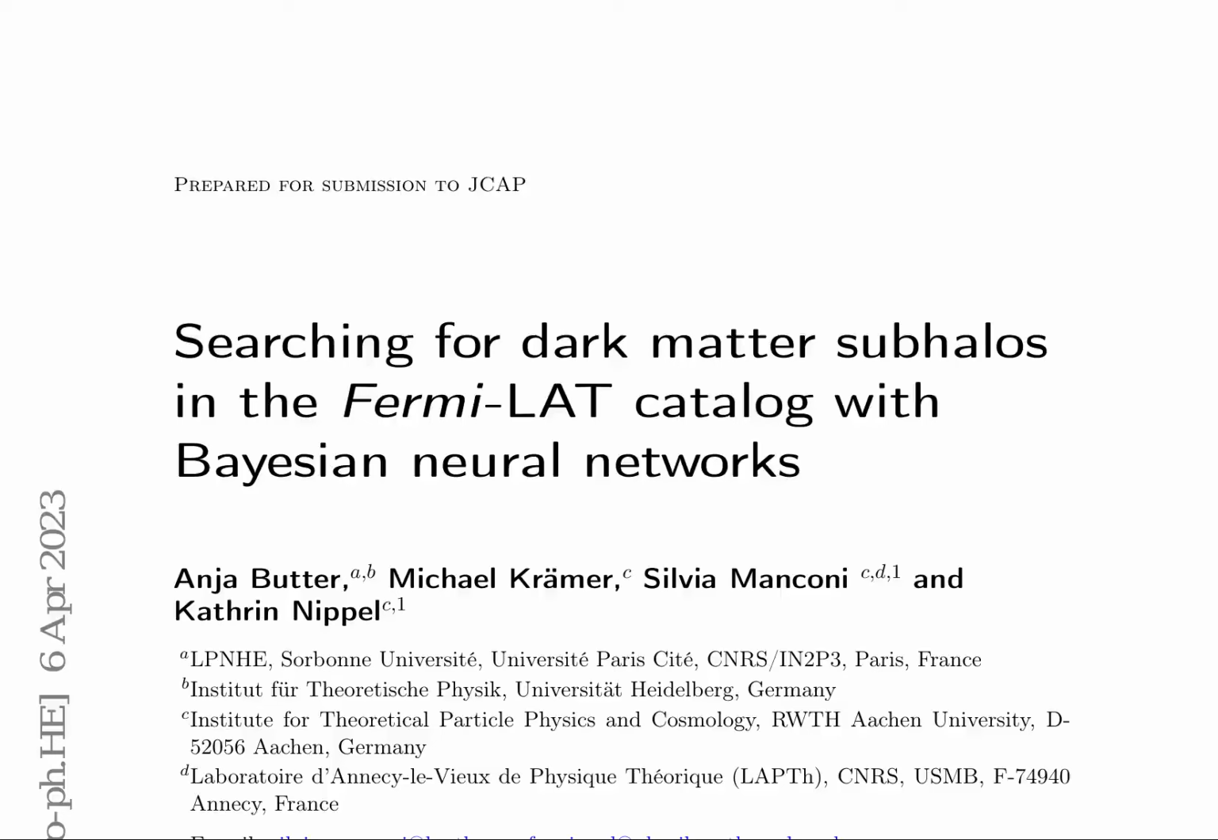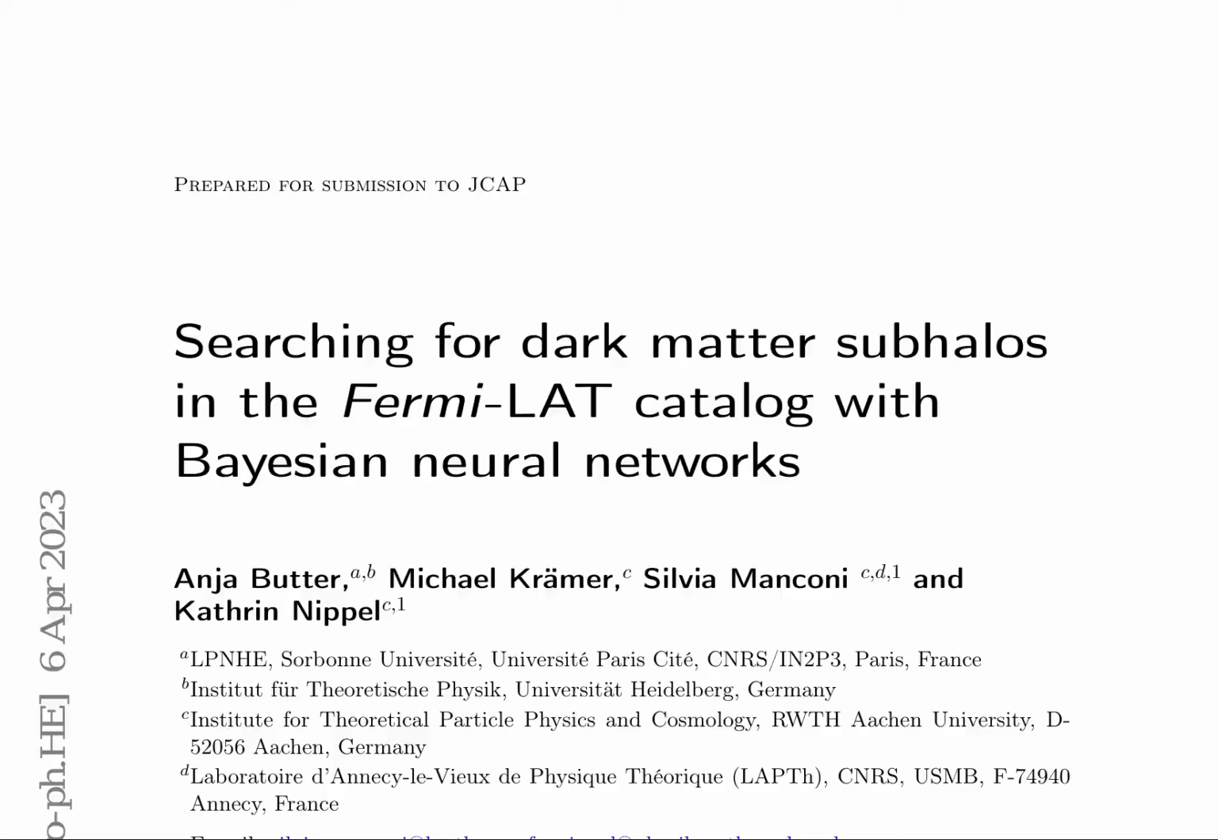This approach also allows for the identification of candidate dark matter subhalos that can be further investigated using follow-up observations. The study's results rely on the assumption that dark matter subhalos can be modeled using n-body simulations and semi-analytical approaches. Future work will involve refining these models and exploring alternative approaches to identifying dark matter subhalos in the Fermi-LAT catalog.